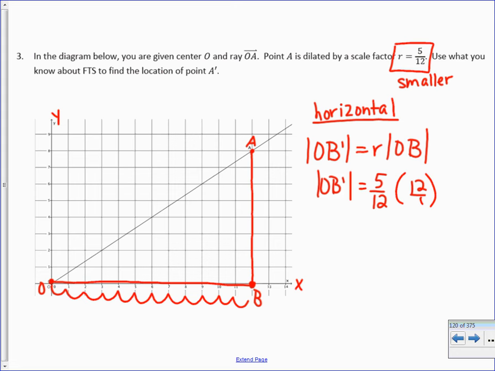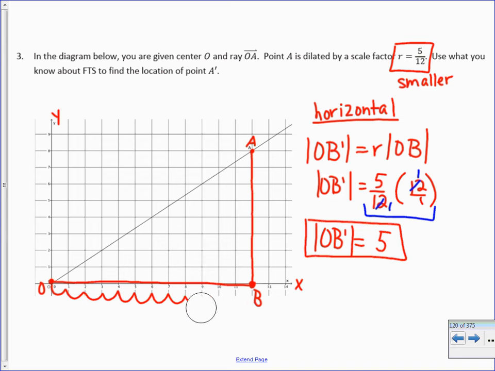What I'm able to do here is I can simplify by multiplying these two fractions together, and the two 12s can simplify to 1. So now I get the length of OB prime is going to equal 5/1, or 5 units. That is my horizontal distance. So now what I'm able to do is from the point O, I can now count out 5 units in length, and that is going to be the location now for B prime. So my horizontal is complete.